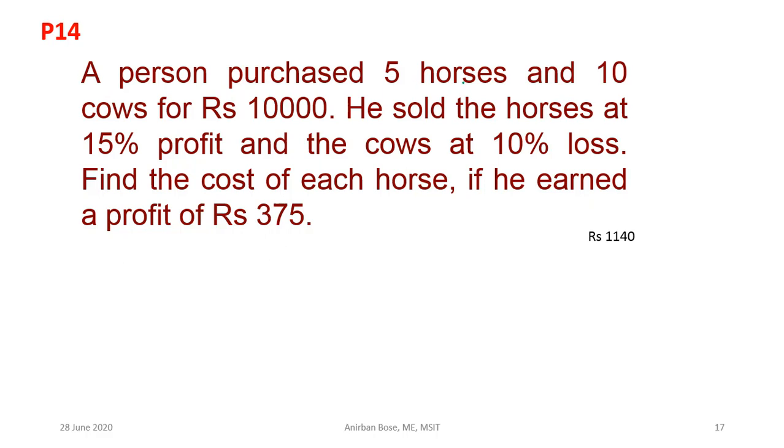Now a person purchased 5 horses and 10 cows for rupees 10,000, and he sold the horses at 15% profit and the cows at 10% loss. Find the cost of each horse if he earned a profit of rupees 375. Okay, the two categories are horse and cow. So for horse it is 15% profit, for cow it is 10% loss, so minus 10. What is the overall profit? It is known, 375. So 375 is the overall profit.